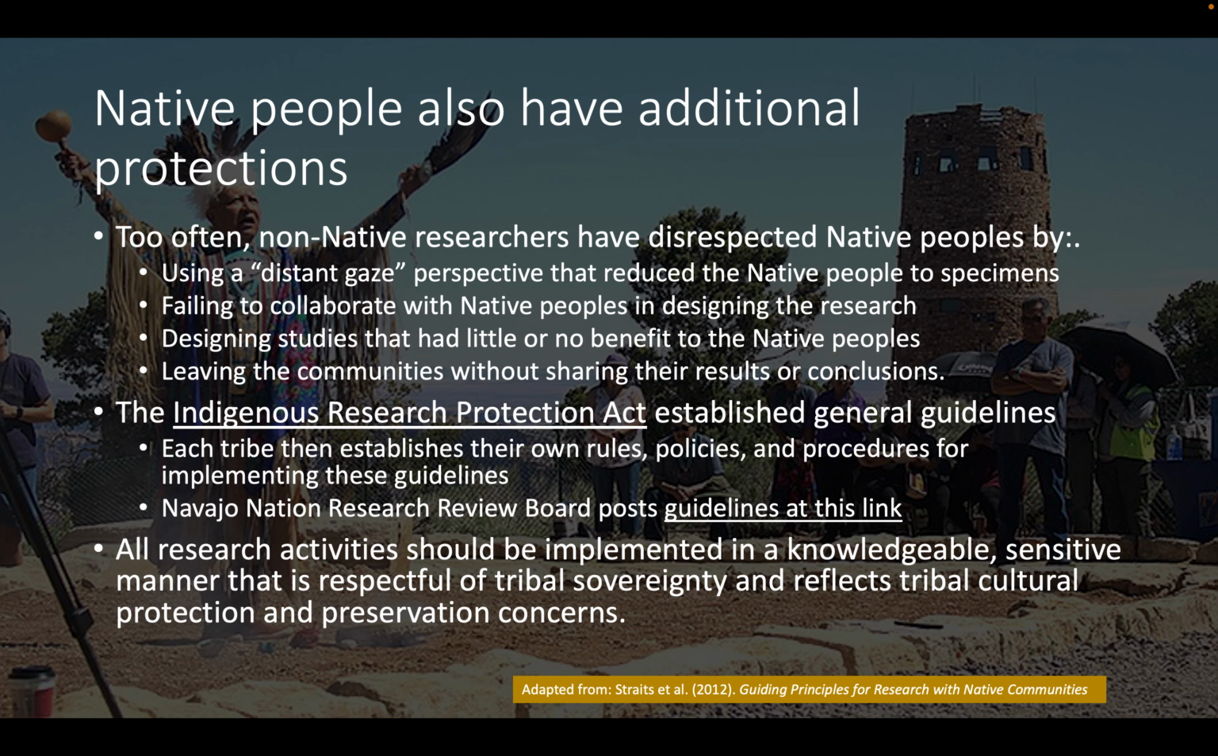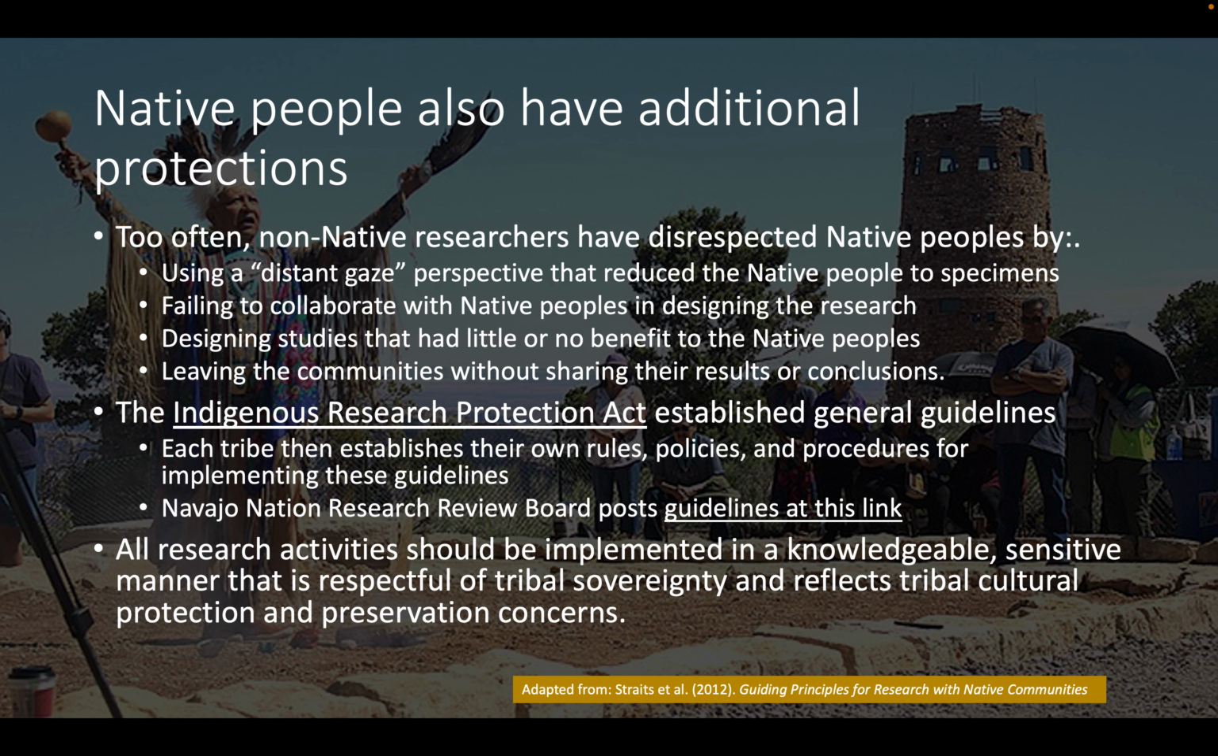Too often, non-native researchers have disrespected native peoples by using a distant gaze perspective that reduced the native people to specimens, failing to collaborate with native peoples in designing the research, designing studies that had little or no benefit to the native peoples, leaving the communities without sharing their results or conclusions.